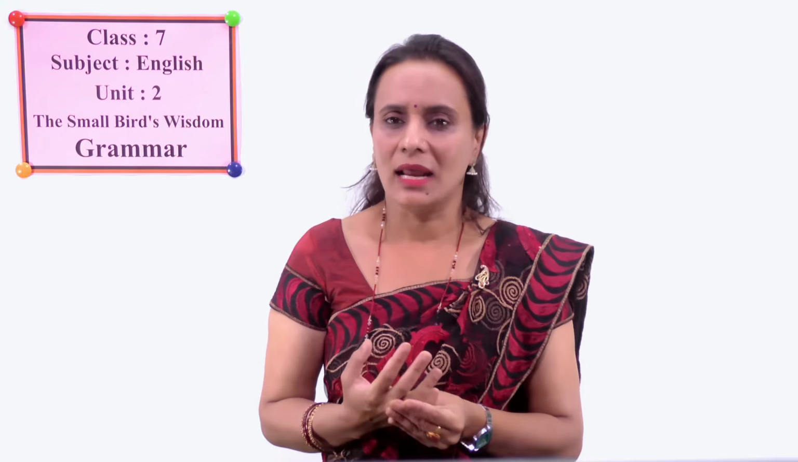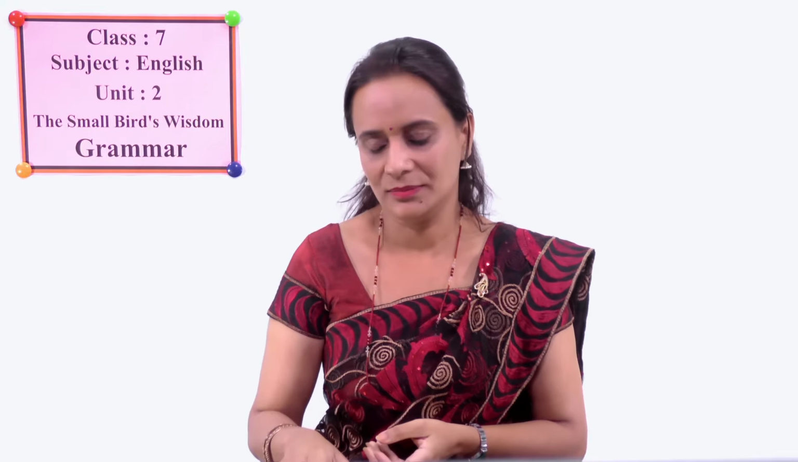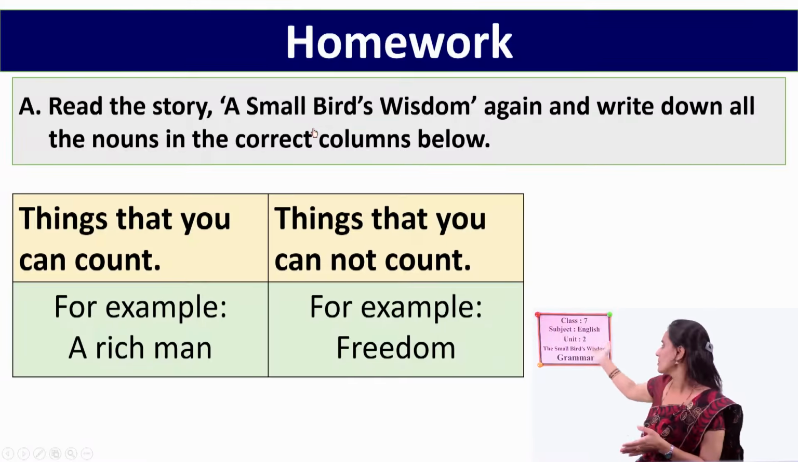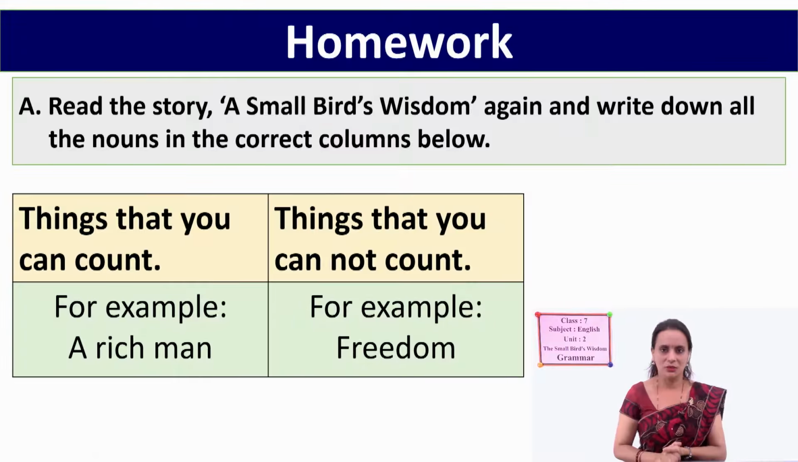Okay. Now, at last, I would like to give you some homework. Let's see it. Homework. Read this story. I have taken it from your book. Read this story, The Small Bot's Wisdom. We have already done it. Read the story again. You have already read it. Now read it again. And write down all the nouns in the correct columns below. There are so many nouns in this story. Now, you have to put it in the right column, in the correct column.